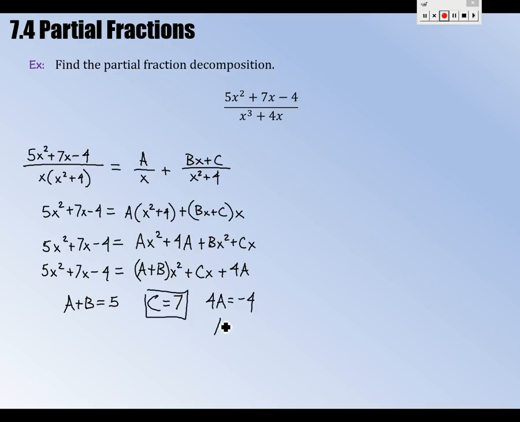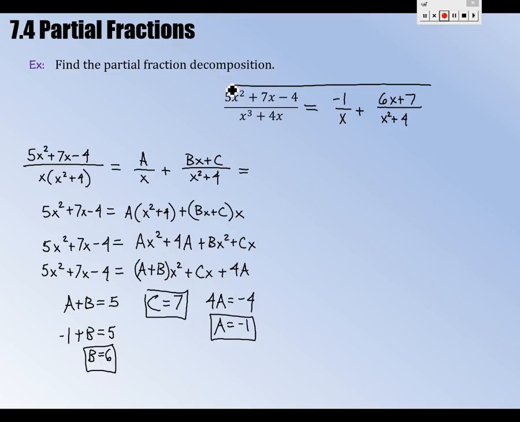I already know C. Now I know A, and in a second I'll know B. What's B? Isn't that fun? Okay. And then, of course, remember that's not the answer. The answer is -1 over x, plus 6x plus 7 over x squared plus 4. And again, if you wanted, you could check that that's the truth by adding them together.